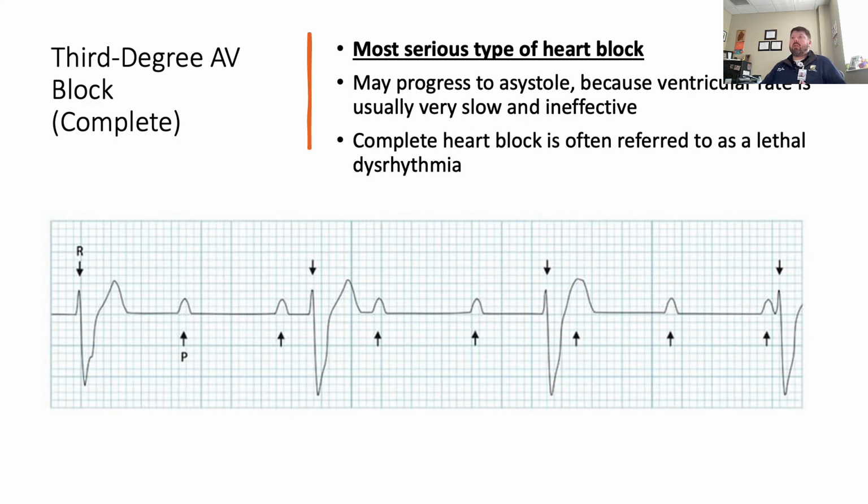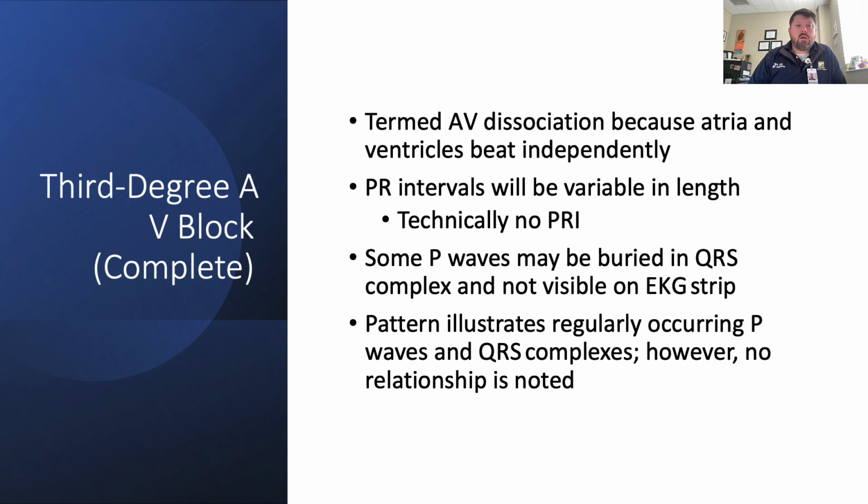The third degree AV block is the most serious type of heart block, and it may progress to asystole because the ventricular rate is usually very slow and ineffective. It's a complete heart block and is also referred to as a lethal dysrhythmia. Also termed AV dissociation because the atria and the ventricles beat independently. There's technically no PRI, as I've mentioned, and some P waves may be buried in the QRS complex and not visible on the EKG strip.